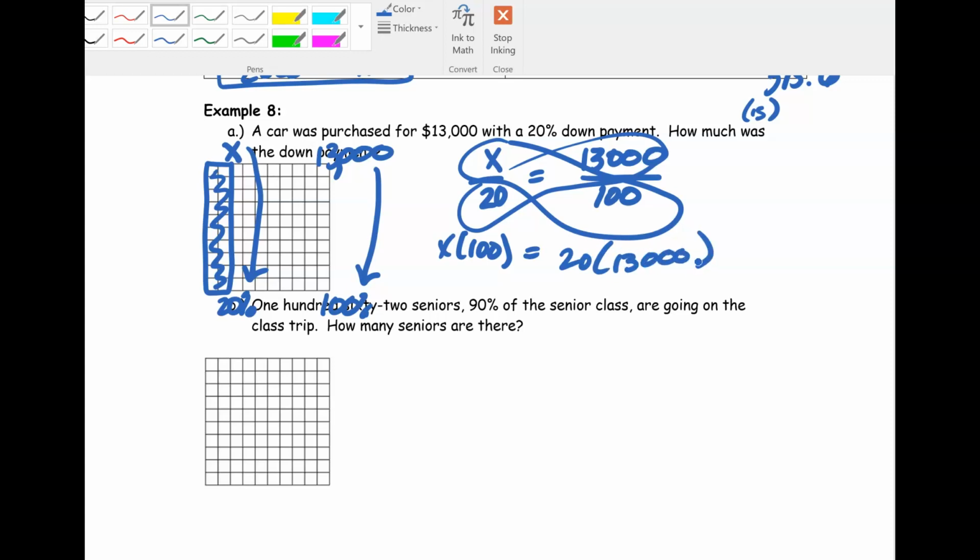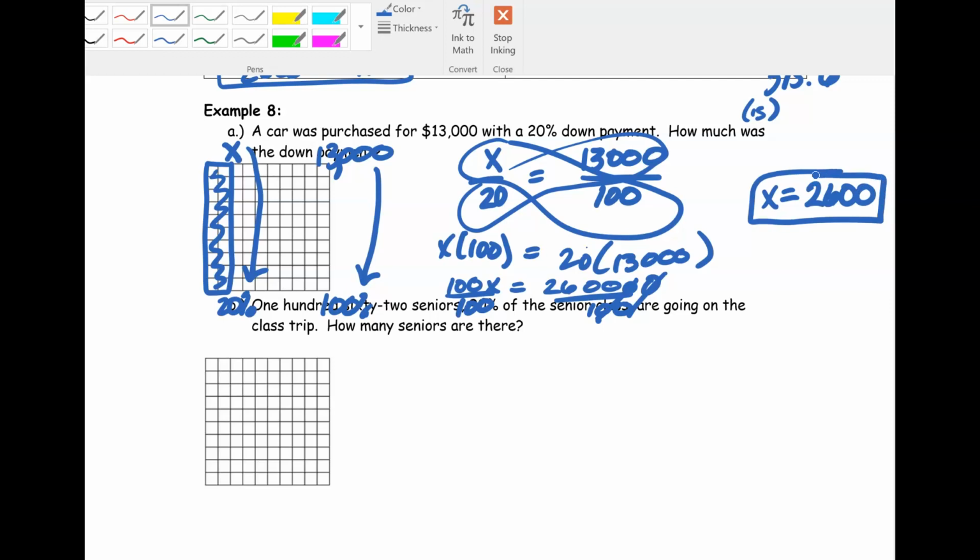And then you can multiply, so 100x equals 26. I'm just doing 2 times 13, 26, and then 1, 2, 3, 4 zeros. So I've got 4 zeros. And then I'm going to divide both sides by 100. I don't need a calculator for this. I can just cross off the zeros, and I end up getting 2,600.